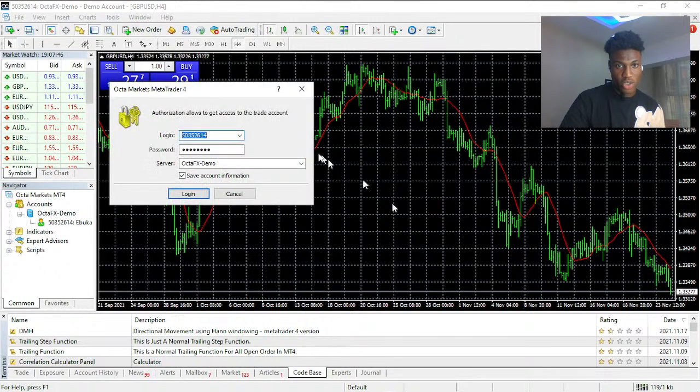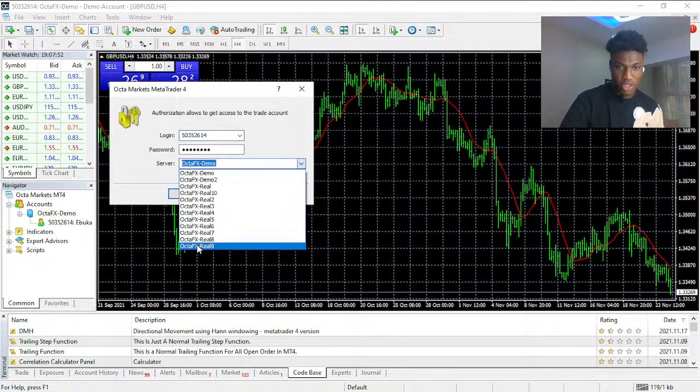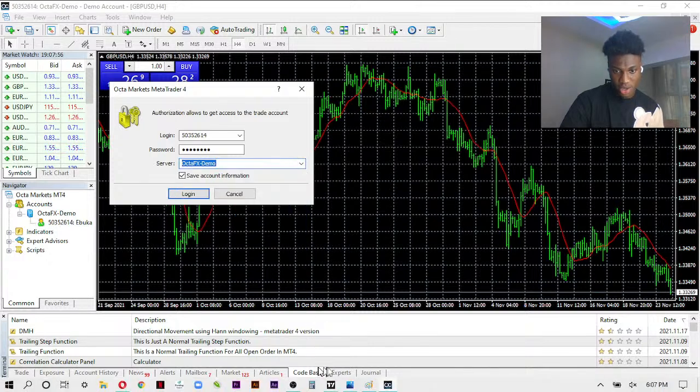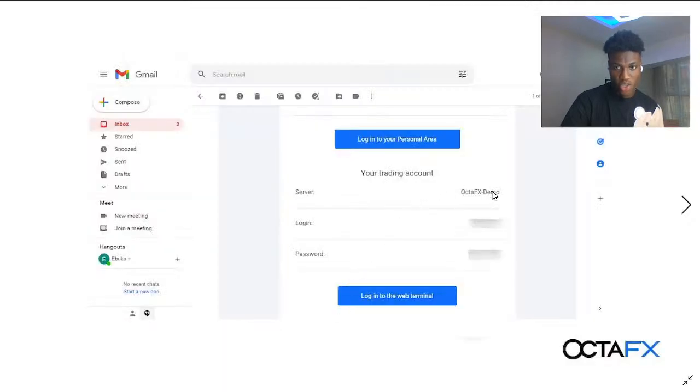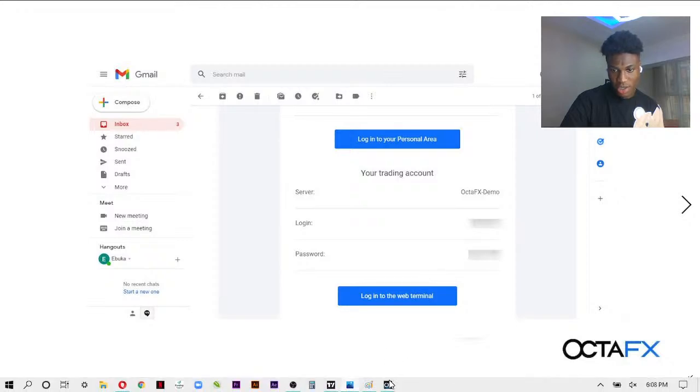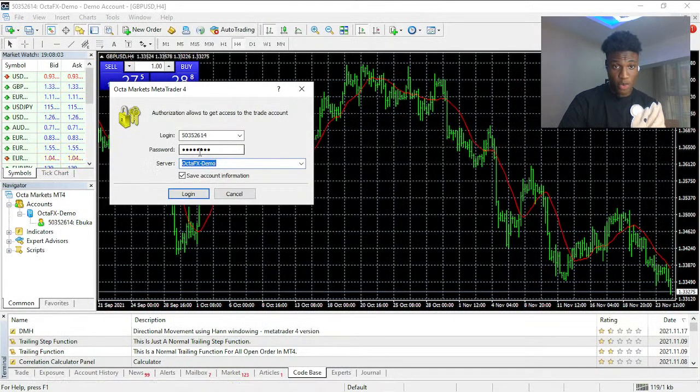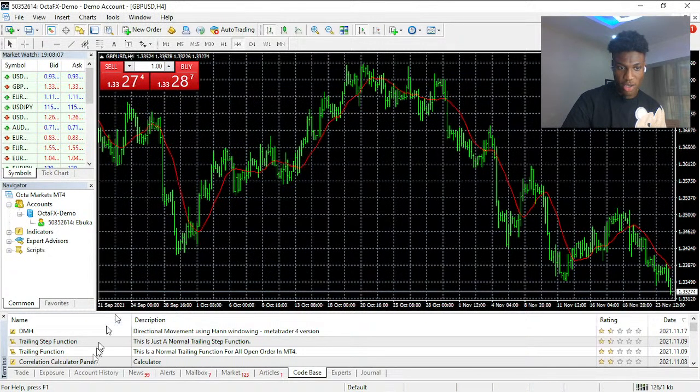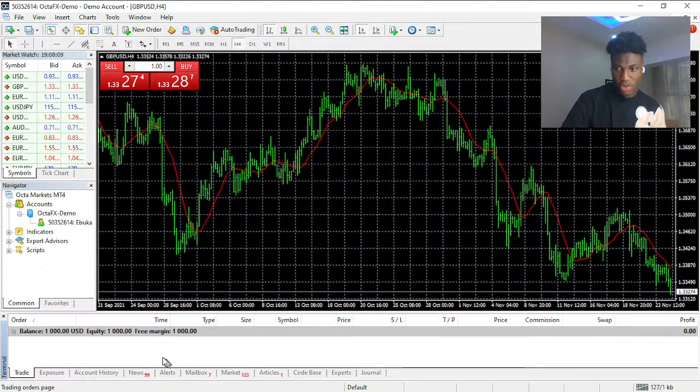It's really important that you take note of the server. I've already logged in here, so make sure that the server, as you can see, there are different servers, is the same as the server that was sent to your email, right? Once you put the details correctly and you click login, you should be here. Like I said, I'm using $1,000 for the purpose of this webinar today.